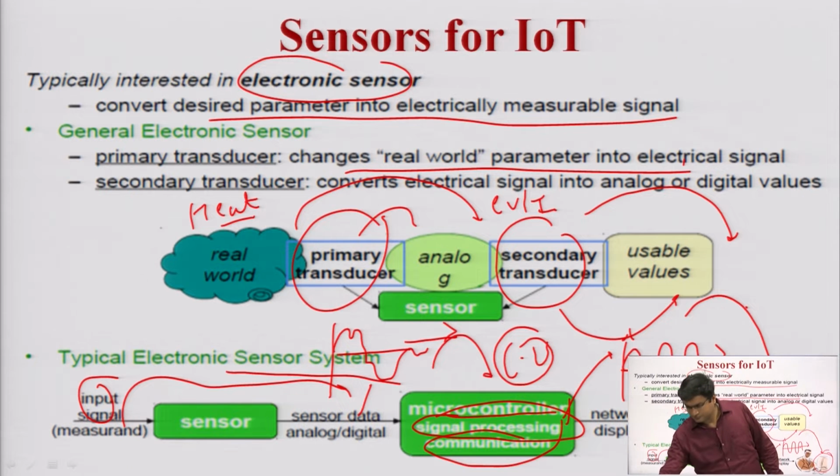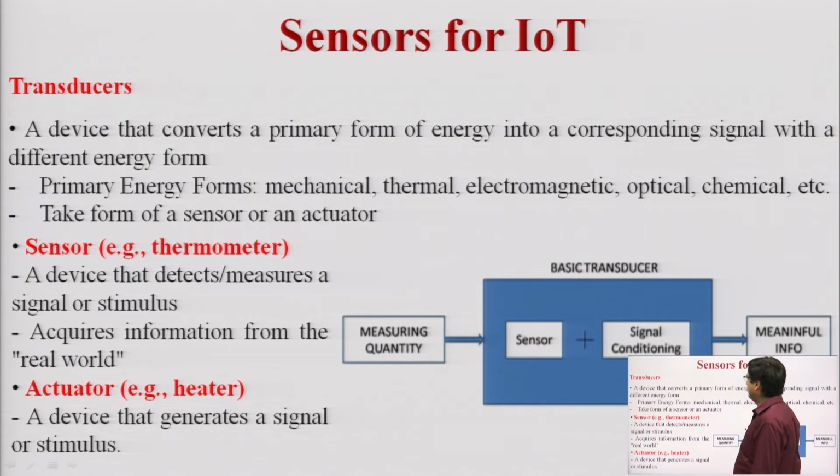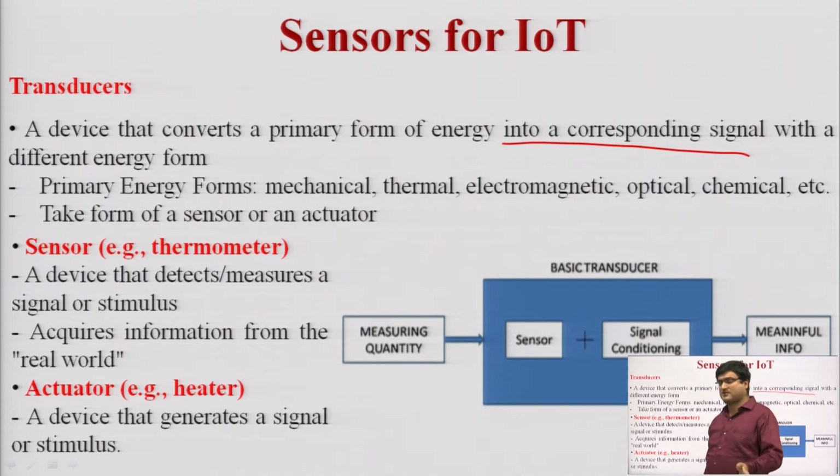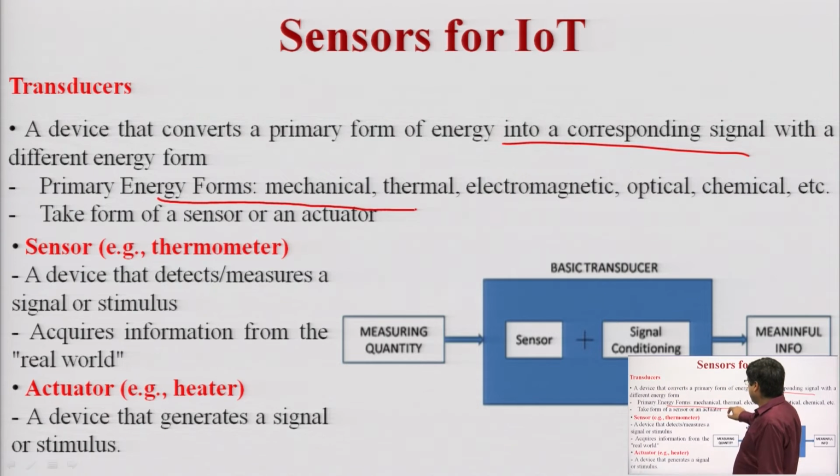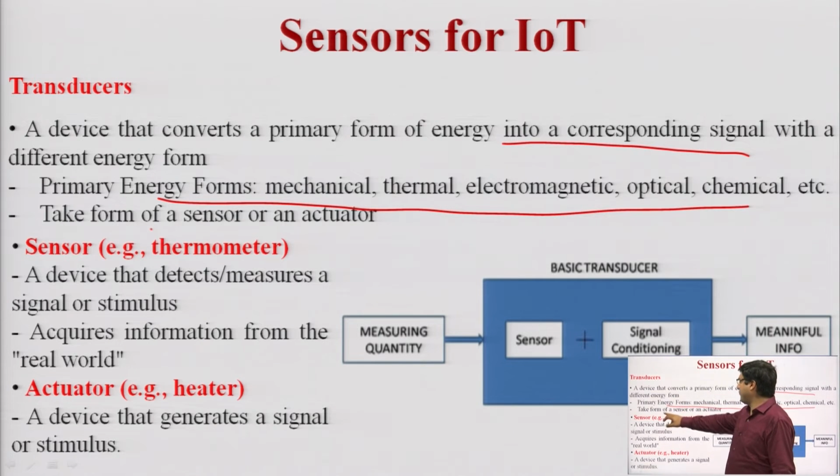Okay. So, we will talk about transducers. Basically, a transducer is a device that converts a primary form of energy into a corresponding signal with a different form of energy. A transducer converts one form of energy into another, but a sensor converts one form of energy into the same form, it only changes the signals. Primary energy forms are mechanical, thermal, electromagnetic, optical, chemical, etc. It takes the form of a sensor or an actuator.